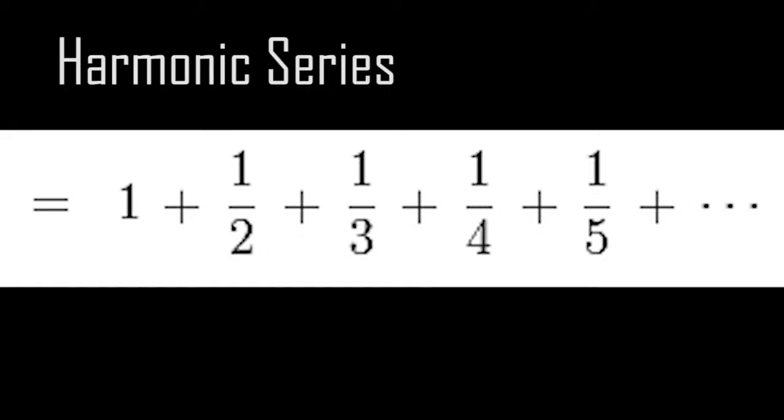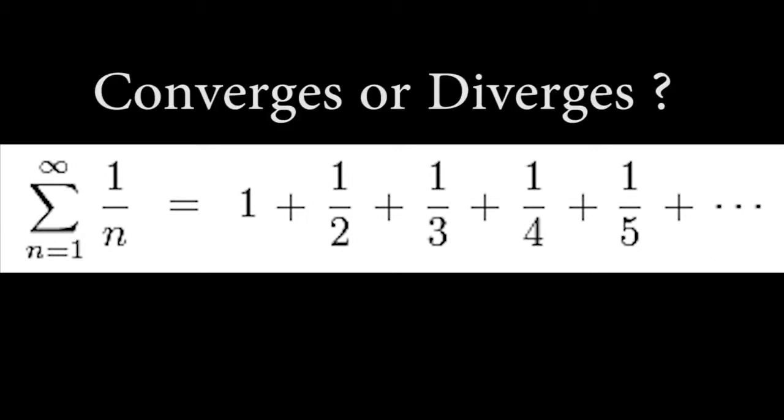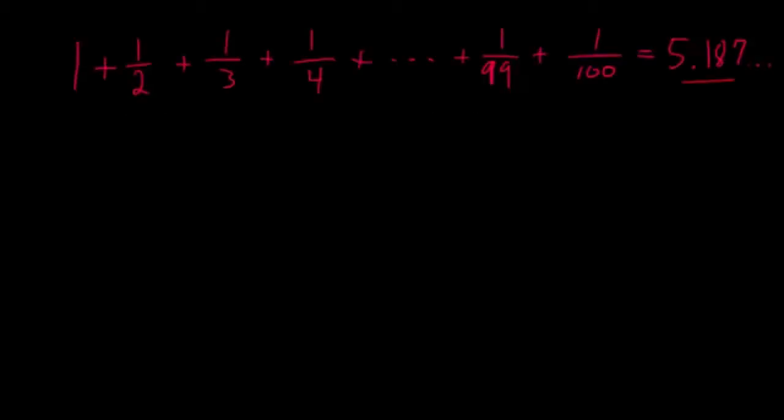This is what is known as the harmonic series. We can write the summation notation as follows. The question that we're trying to solve is whether this series converges or diverges. Let's take a look at some numbers.